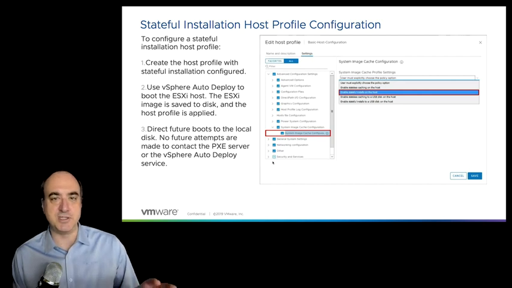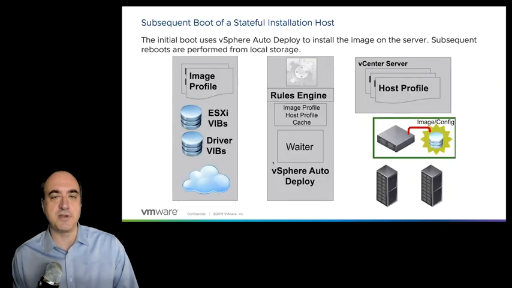You set it either to be stateful install, or you set stateful install with USB disk, right? Again, you have your two choices there. So now this host basically boots off the auto deploy just once, and then after that, always boots off of its disk. It's a full stateful install. It hits auto deploy just once.